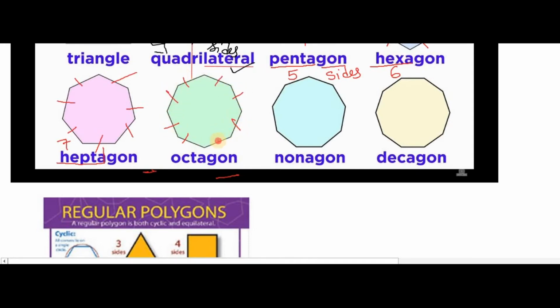What is this 8-sided shape? Octagon. Octa means 8. And nonagon. Nona means 9. 1, 2, 3, 4, 5, 6, 7, 8, 9. So a shape formed with 9 line segments is called a nonagon. And decagon here, 1, 2, 3, 4, 5, 6, 7, 8, 9, 10. Deca means 10.